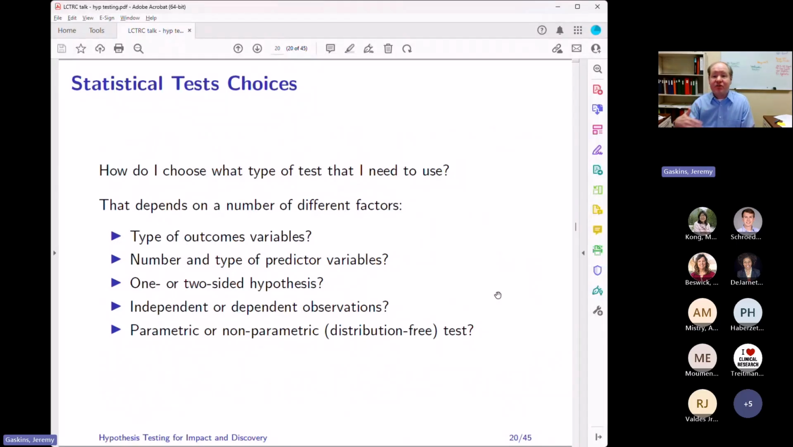So a couple other things that we should be thinking about as we are running our statistical tests, as we're thinking about the tests that we need to run. And I'm looking at the clock. I'm going to run out of time.